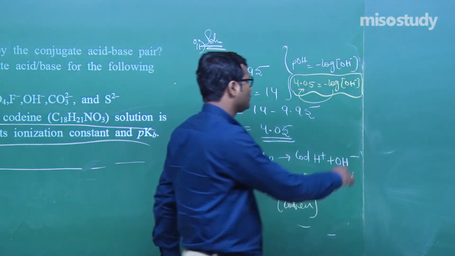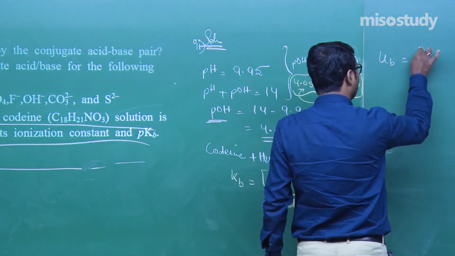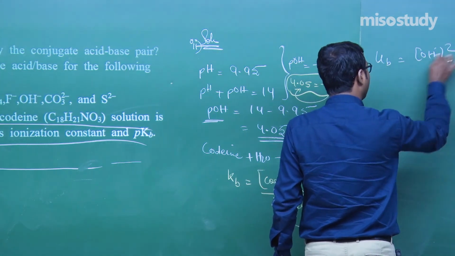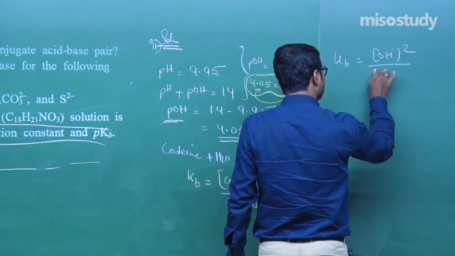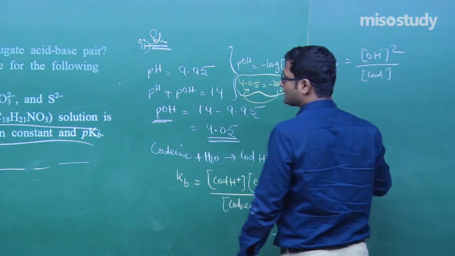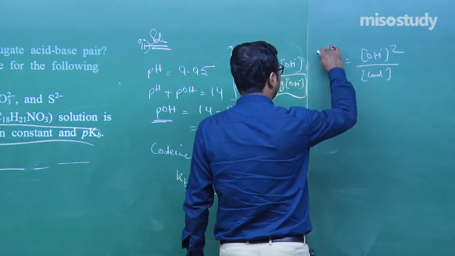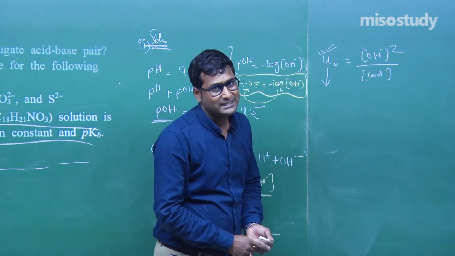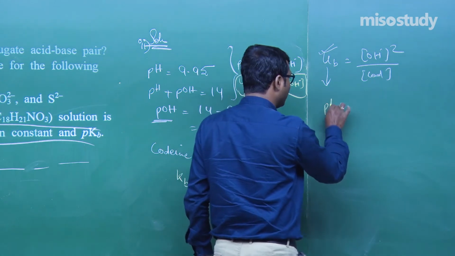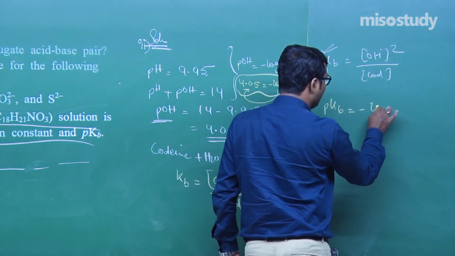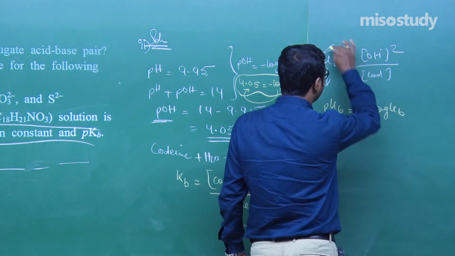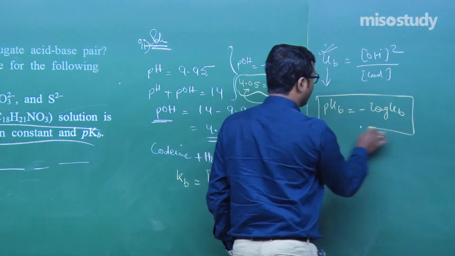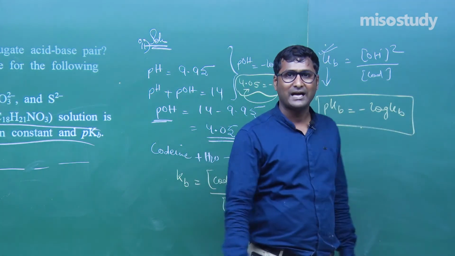Put this value. So we'll write here Kb is equal to OH minus square upon codeine. And what is the concentration of codeine? 0.005. Put this value, you get the value of Kb. Am I right? Yes sir. Now what is pKb? pKb is equal to minus log Kb. Now put this value, you can get my friend pKb. Am I right? Yes sir.